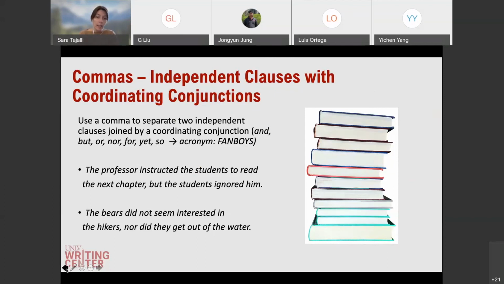In the next example, the bears did not seem interested in hikers, nor did they get out of the water. So it's showing the relationship between the ideas. So that's the function of the conjunction. I don't think it's unprofessional to use them too much if it helps. Like I said, if you want to add variety to your writing, you can cut those out, but it all depends on the meaning that you're trying to convey.